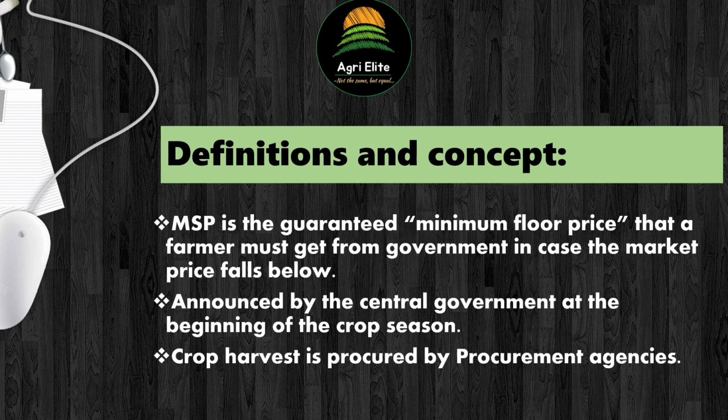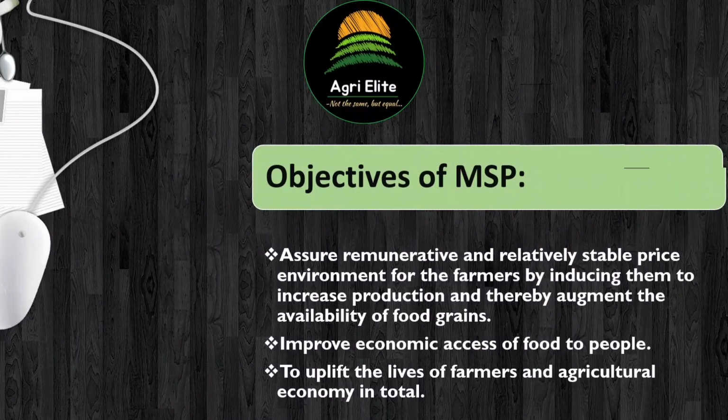It is announced by the central government at the beginning of the crop season. That is the important point. It is not announced later. At the beginning of the crop season only, the government announces the MSP. The crop harvest is procured by the procurement agencies. What are the procurement agencies of India? For grains, it is FCI, NAFED is there, Cotton Corporation of India is there. So these are the procurement agencies that procure the harvest from the farmers and give them money equivalent to MSP.